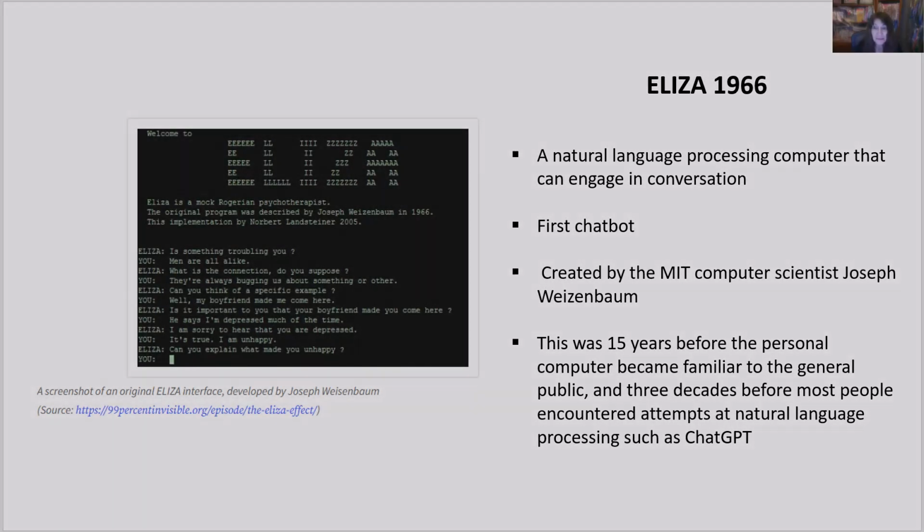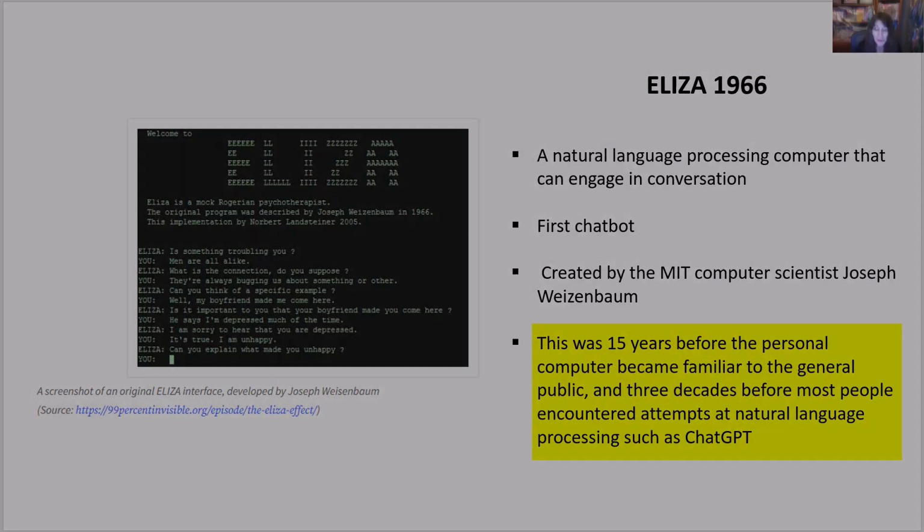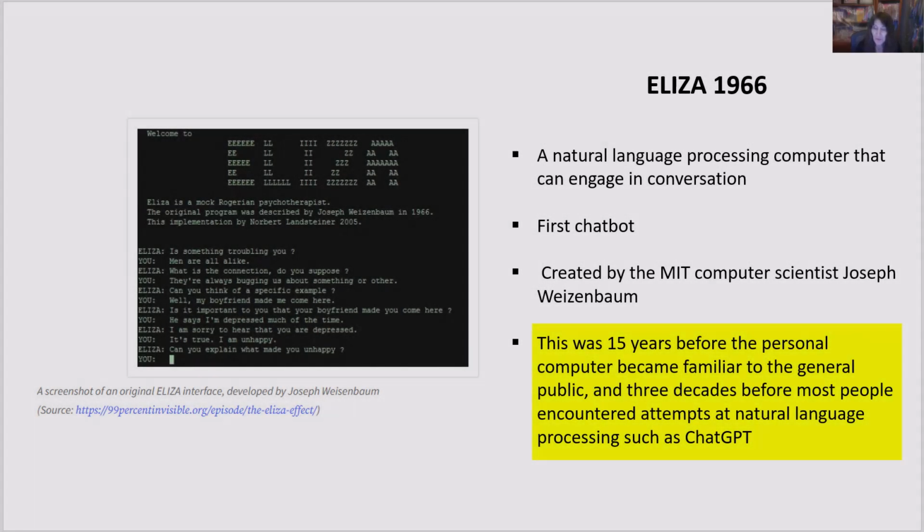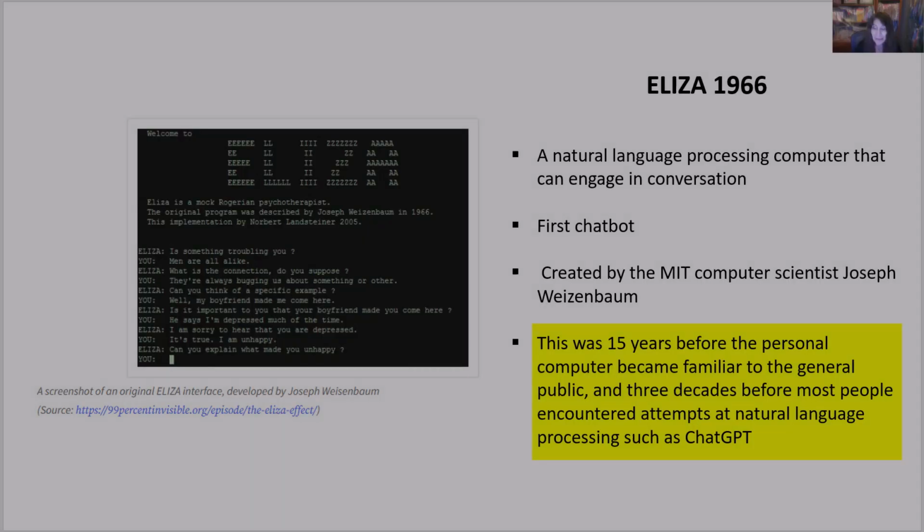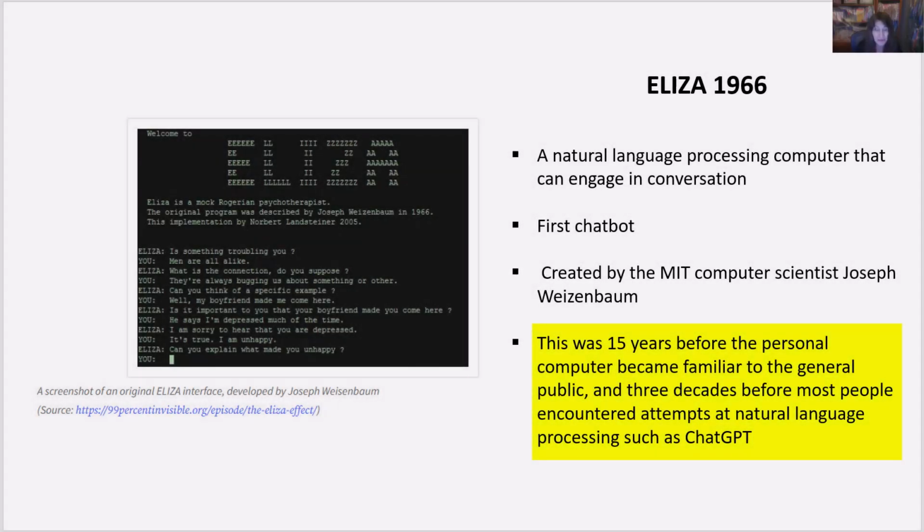In 1966, we have our first chatbot. This was a computer called ELIZA, and it was a natural language processing computer that could engage in conversation. Its conversation was all text input and text output. It was created at MIT Computer Lab. Incidentally, this was 15 years before the personal computer became familiar, and 3 decades before most people encountered attempts at natural language processing, such as ChatGPT.